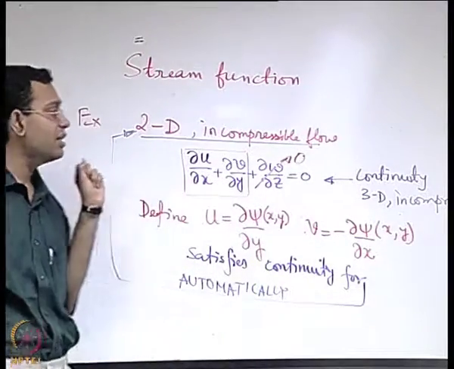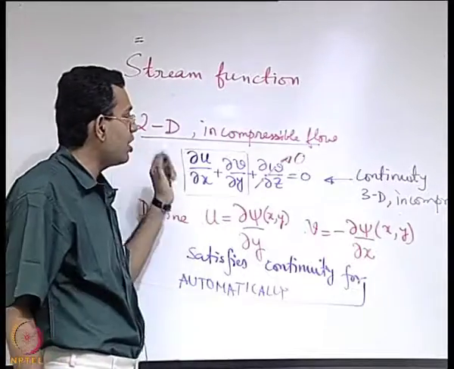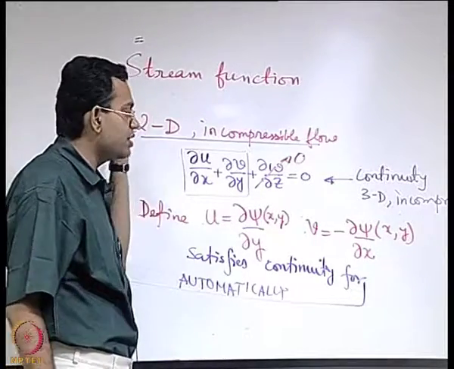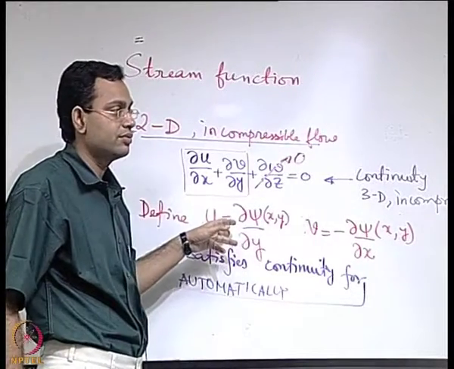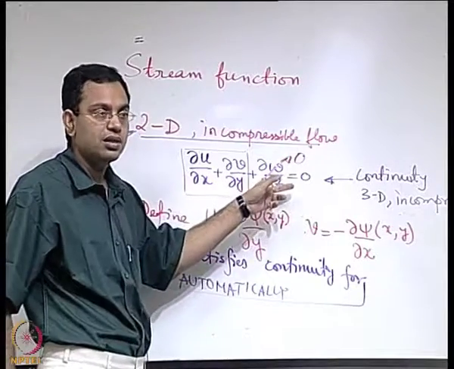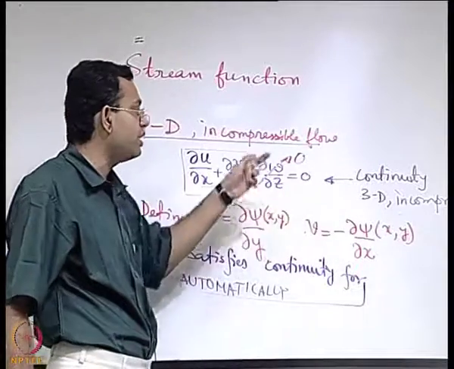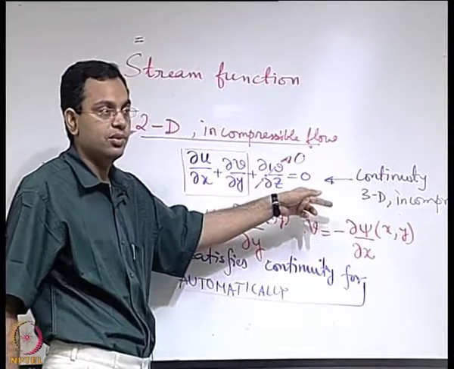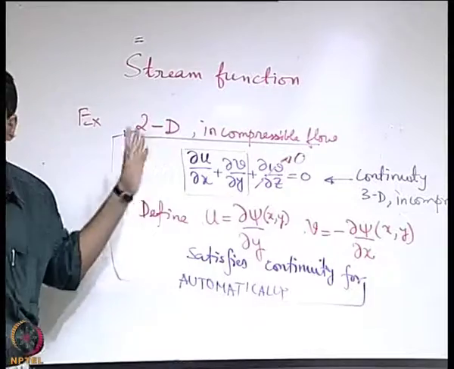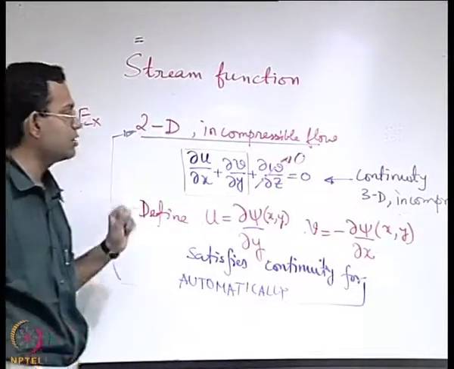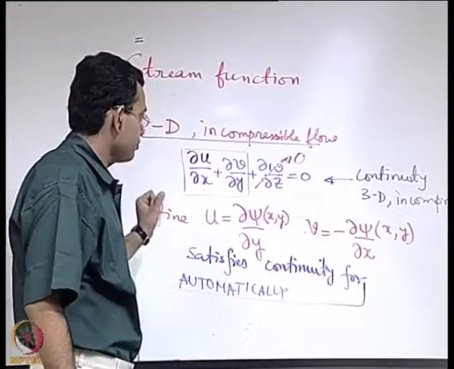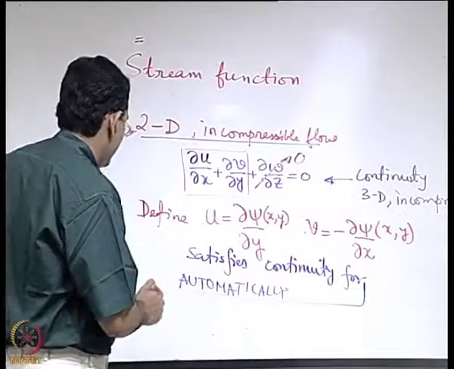See why we are restricted to such a case, because for a more general case it is not easy to find such a parameter. If you had a 3-dimensional case, then it would not have been possible to find such a parameter automatically that satisfies this general equation. So, this definition is restricted to a 2-dimensional incompressible flow. This function psi is known as the stream function.